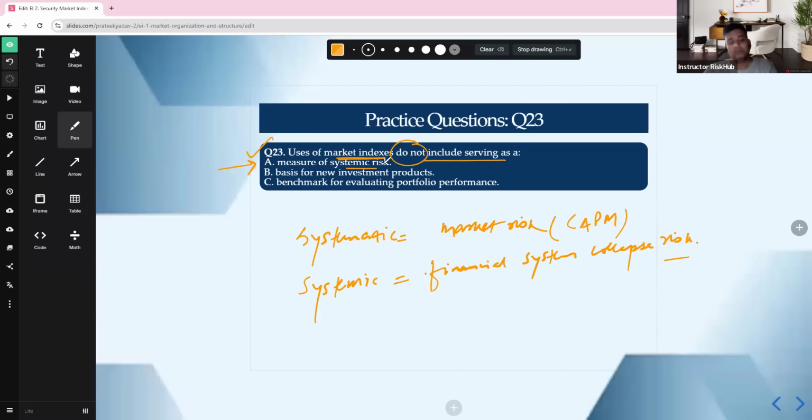That's a wrong usage. Index measures systematic. Systematic is okay. Systemic is not. Basis for your new investment product, yes, ETFs and index funds. Benchmark for evaluating your portfolio performance, yes, right? So A is the answer. Very tricky question. Systematic versus systemic is a big, big exam trap. It's a classic trick of the exam.